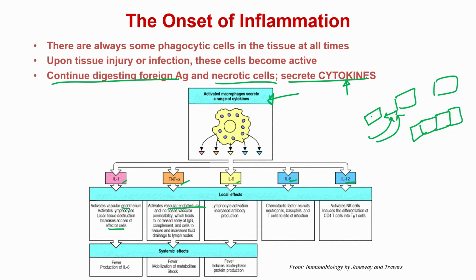Then we have IL-6, IL-8, IL-12, which are responsible for activating different immune cells, some of them NK cells, some of them causing antibody production, TH which is the T helper cells. They are all essentially accumulating at the site.